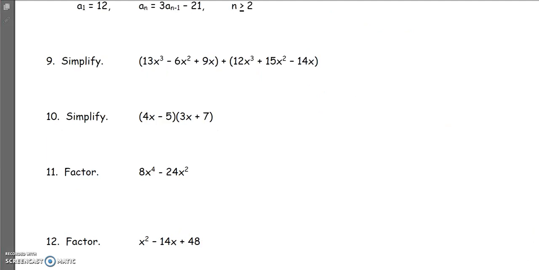Okay, number 9 says to simplify, and so if we notice that it is a plus, right? We're adding. So we just have to add like terms. So I have 13x cubed plus 12x cubed. So that would give me a total of 26x cubed. And then I move on down, putting in descending order. So I have x squared, and I have another x squared. So I have negative 6 plus, excuse me, plus 15. That will give me a positive 9x squared.